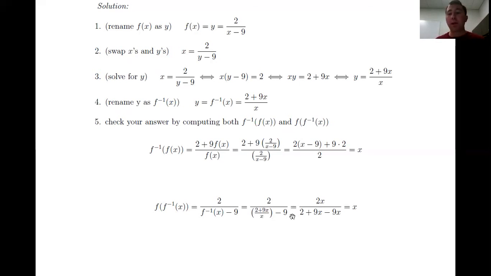Because I multiplied by an x on top and bottom, you got to remember that that x will distribute to both the fraction and the negative 9. That way in the denominator, 9x minus 9x will become 0, and we're left again with that 2x over 2, which is just x. And so since we found that f inverse of f gives us x, and f of f inverse gives us x, we have found the function's inverse.